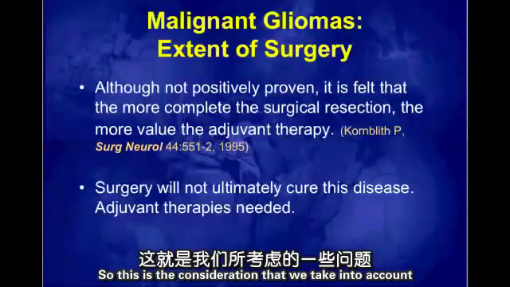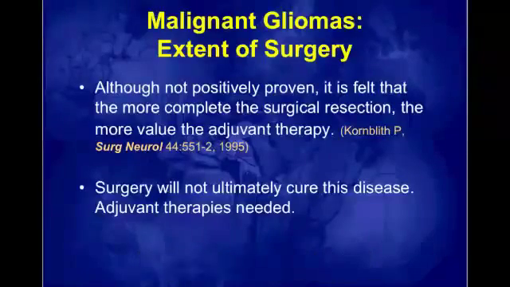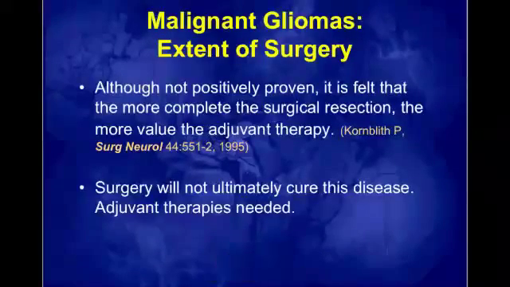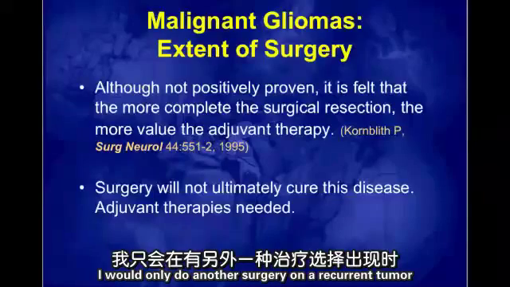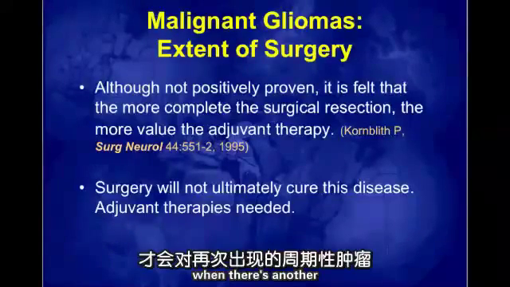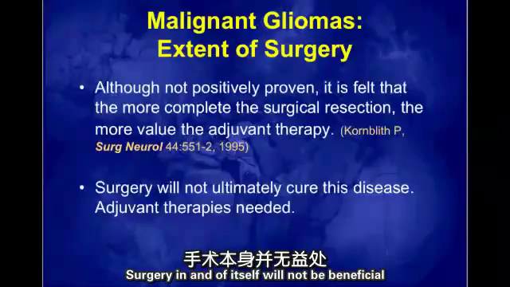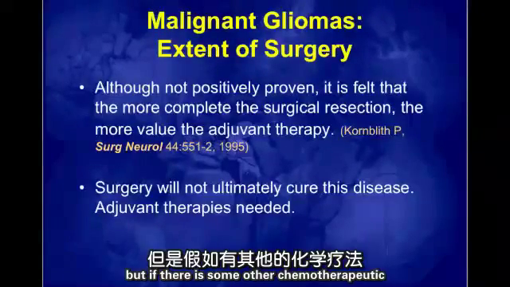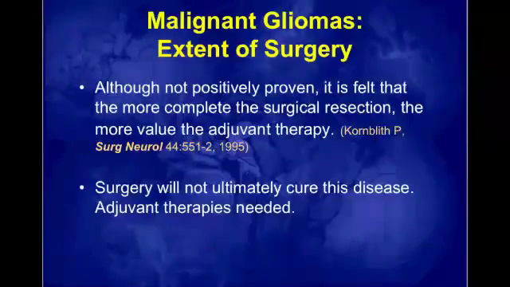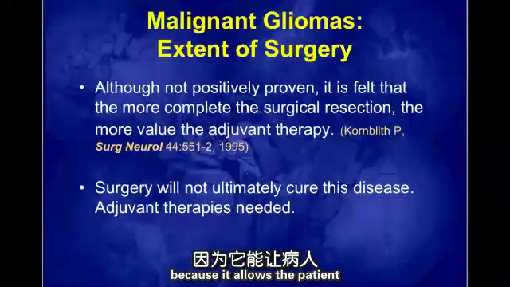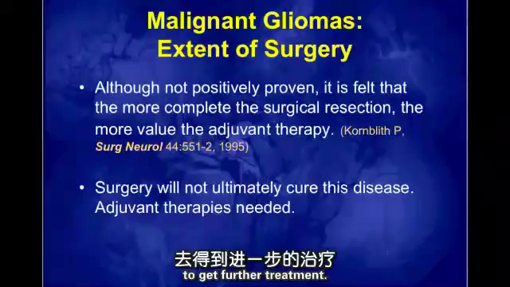So this is the consideration that we take into account when thinking about whether or not to operate on, for instance, a recurrent tumor. Sometimes these tumors come back and you wonder, well, is it worth doing another surgery? I would only do another surgery on a recurrent tumor when there's another treatment option to follow that. Surgery in and of itself will not be beneficial, but if there is some other chemotherapeutic or clinical trial option for a recurrent tumor, then I do think further surgery is warranted, because it allows the patient to have that added opportunity to get further treatment.